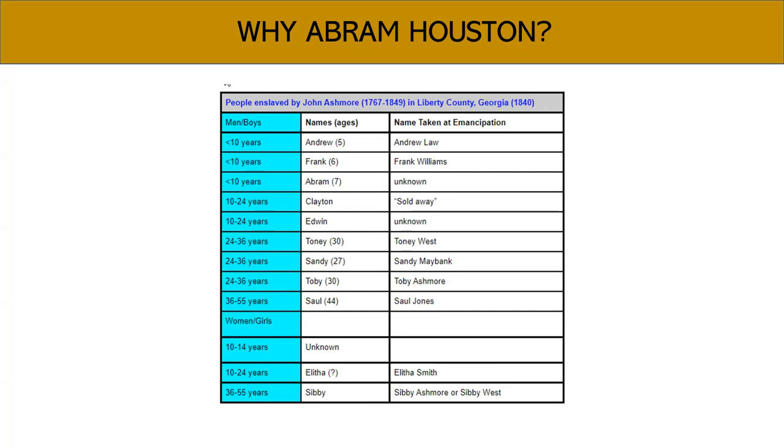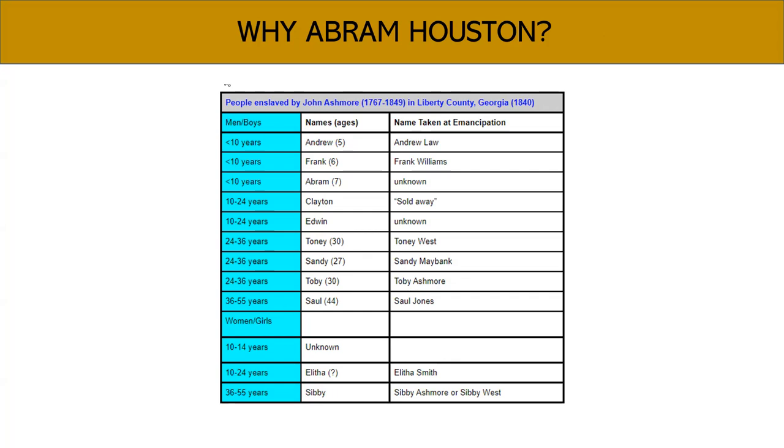So this case study was an attempt to determine if Abram Houston, a freedman who lived near some of the people held in slavery by my family, could have been that Abram that was in the will. So I'm going to show the process I worked through to come to a conclusion. It was much faster for me because I had the advantage of the They Had Names database, but the process remains the same.